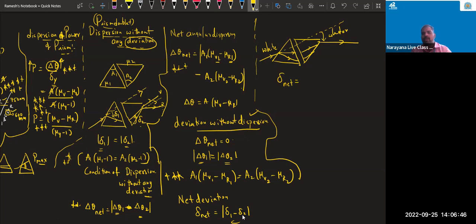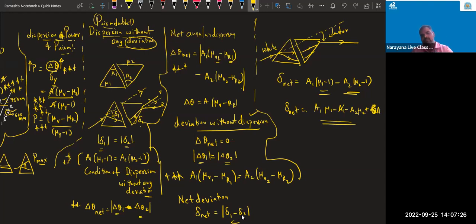Delta 1 value, angle of deviation of this, is A1 into mu 1 minus 1, minus A2 into mu 2 minus 1. You simplify: A1 mu 1 minus A1, minus A2 mu 2 plus A2. A2 cancels out. Sorry, it won't cancel out. The net angle of deviation.